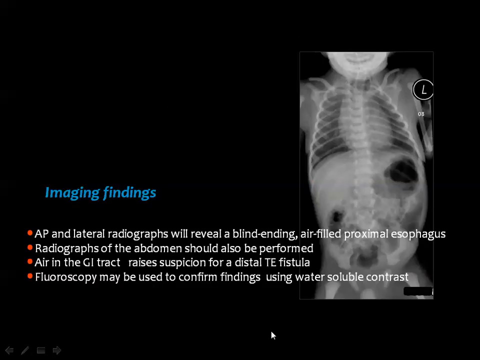Then the most common type is that you got proximal blind pouch with some communication between the distal pouch and the trachea. The diagnosis of this pathology is very easy whenever you see that the introduced nasogastric tube is coiled and goes back into the esophagus, meaning that there is a blind pouch here. Then look at the abdomen and you see air in the stomach and the intestine, meaning that this air has come to the stomach through the communication between the distal pouch and the trachea.